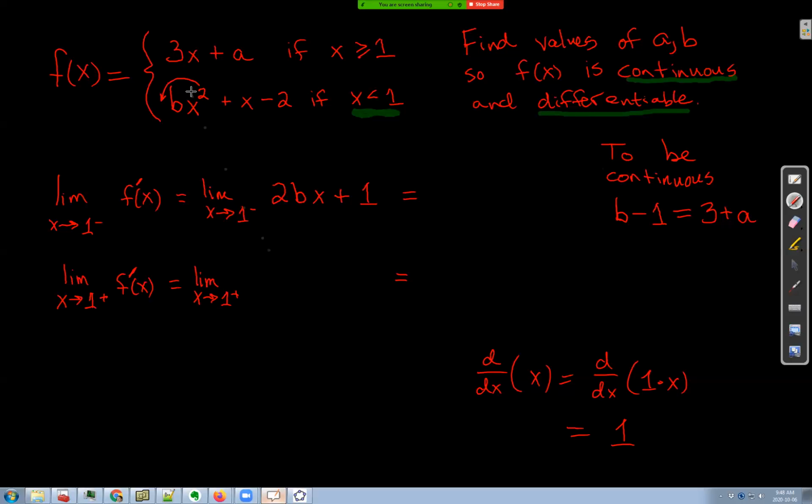And then the derivative of the right half, well, the derivative of 3x is just 3, because basically by the same constant multiple rule that we use down here.